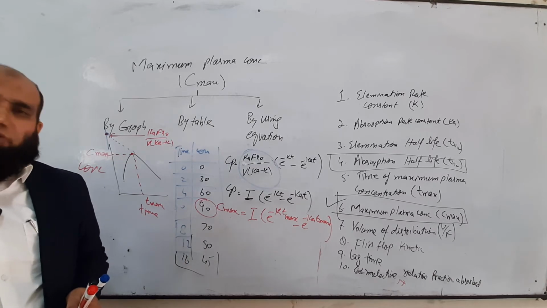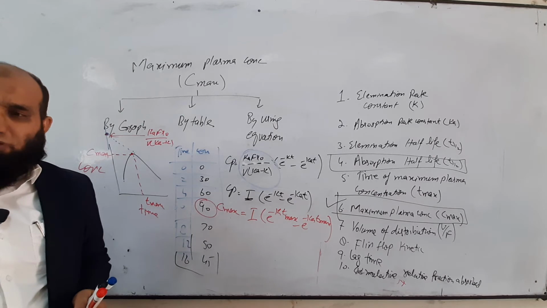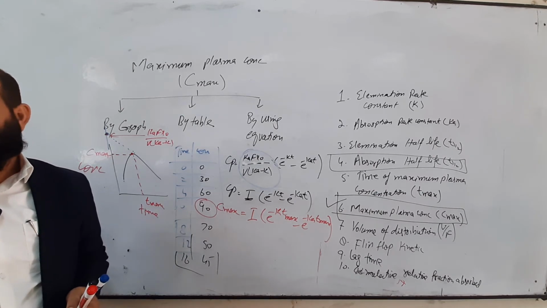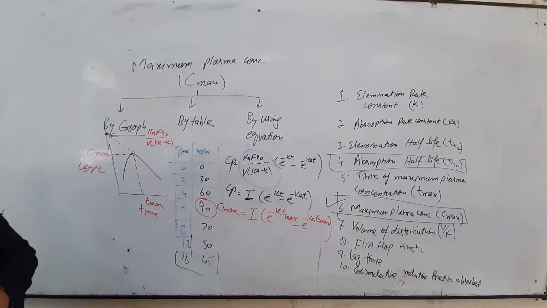If we know the absorption rate constant, then we can calculate the maximum plasma concentration. We can calculate Tmax, the time at which the maximum plasma concentration is present in the plasma. And the same way, we can calculate AUC and other parameters by using this Ka.